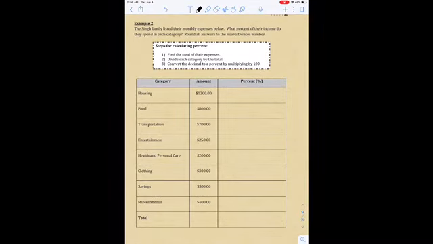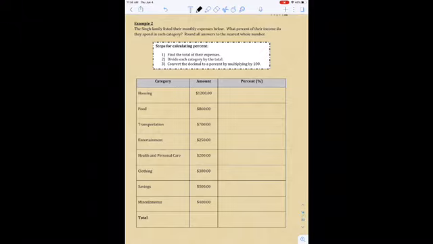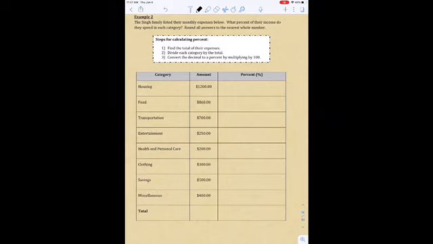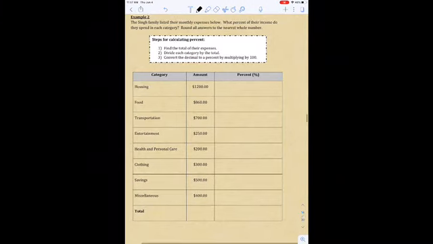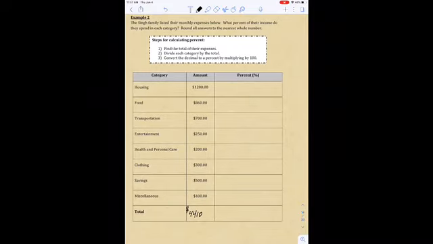Okay then, so to look at the next example, we've got the Singh family listed their monthly expenses below. So this time we know what they're spending. We don't want to figure out what they're spending, but we want to know what percentage they are spending to see if they're within the guidelines of the correct percentages. So if we total up this column, we will find that they are working with a total budget of $4,410. Okay, that's their total amount that they seem to be spending.